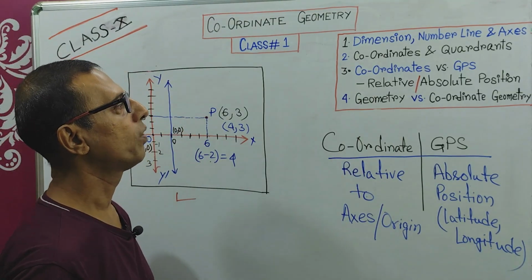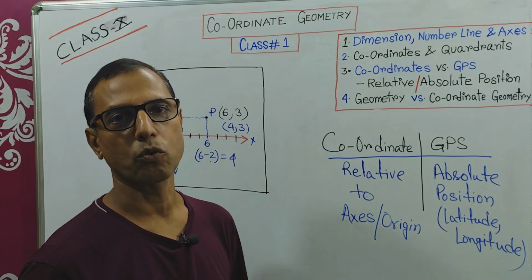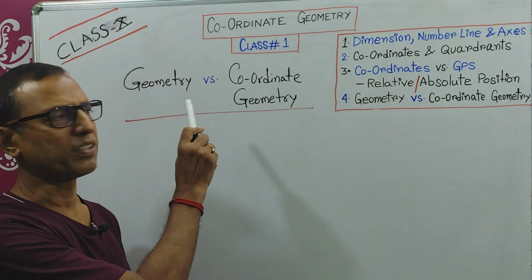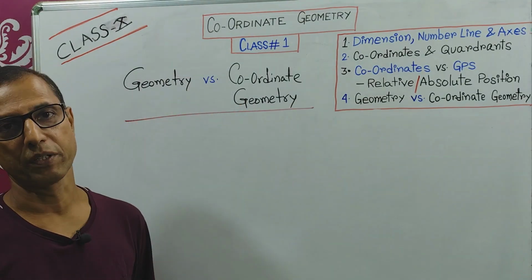So next is, what is the difference between geometry and coordinate geometry? Now, it's a very simple one. What is the difference between geometry and coordinate geometry?